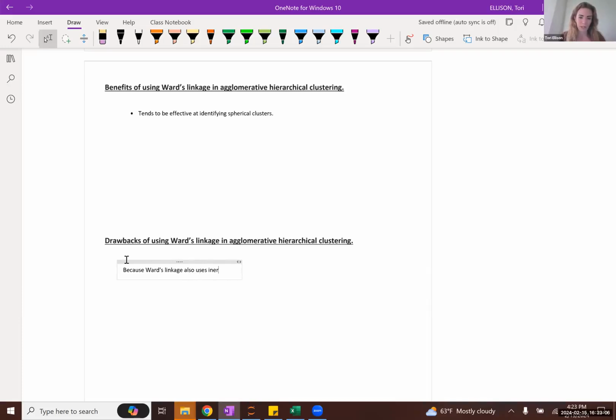Which means it's going to be better at identifying the types of clusters that k-means is also good at identifying. Because Ward's linkage also uses inertia to evaluate clustering effectiveness, just like k-means, it also tends to be best at identifying the types of clusters that k-means is better at. So what does that entail? What are some of the ideal properties of a data set that k-means is able to identify the clusters in?